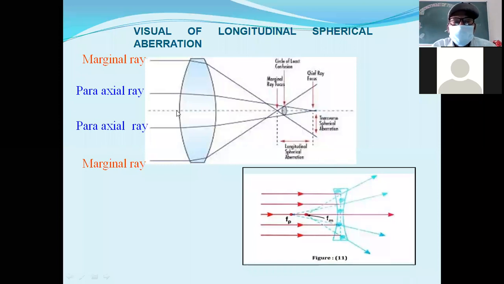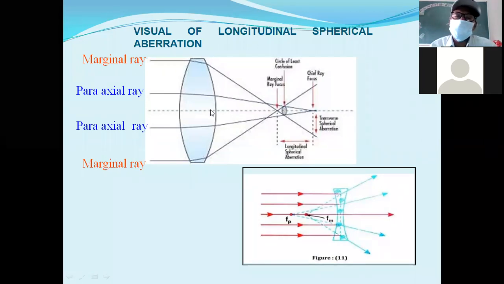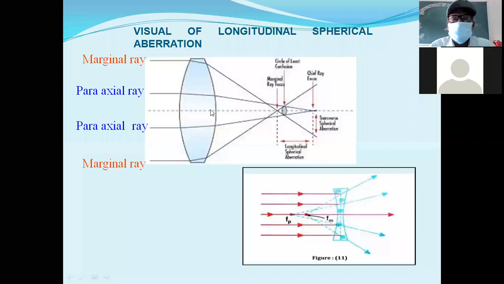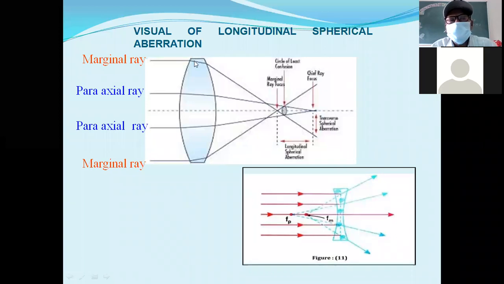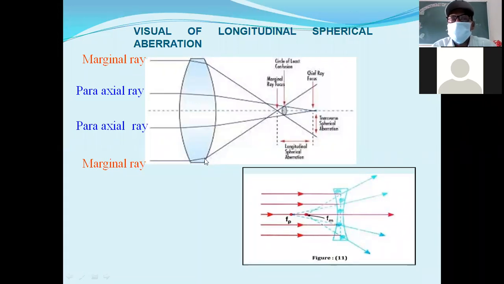See here, the light rays that are incident on the convex lens nearer to the principal axis are called paraxial rays. Those are very near to the axis, so they are called paraxial rays. Whereas the light rays that are incident on the edges of the convex lens and are getting refracted are called marginal rays.